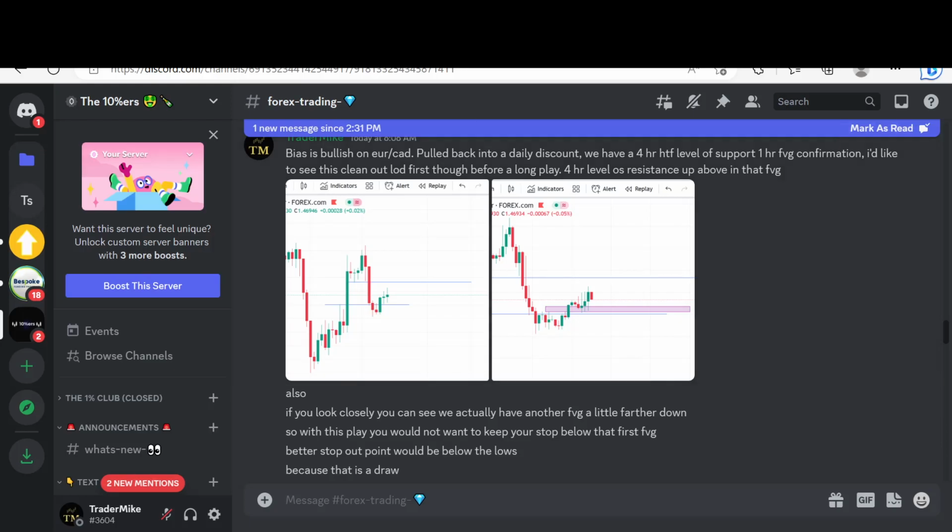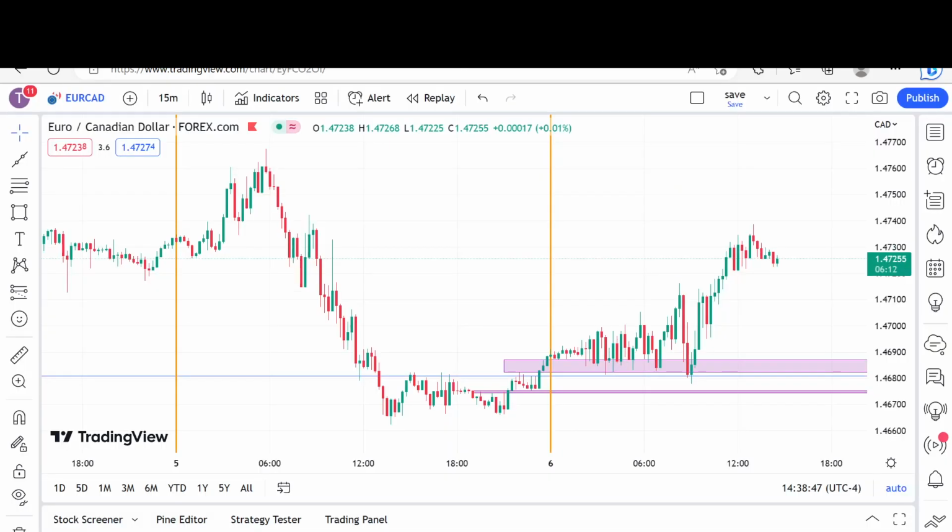So you might be thinking, what is the reasoning behind that? Why does Mike want to see this thing clean out low of day first? That might make some of you scratch your head, because you see this fair value gap confirmation and you think, okay, that should be enough, right? We've got our confirmation. Why does he want to see it clean out low of day? So did we have a Judas swing this morning? I want you to follow my cursor.